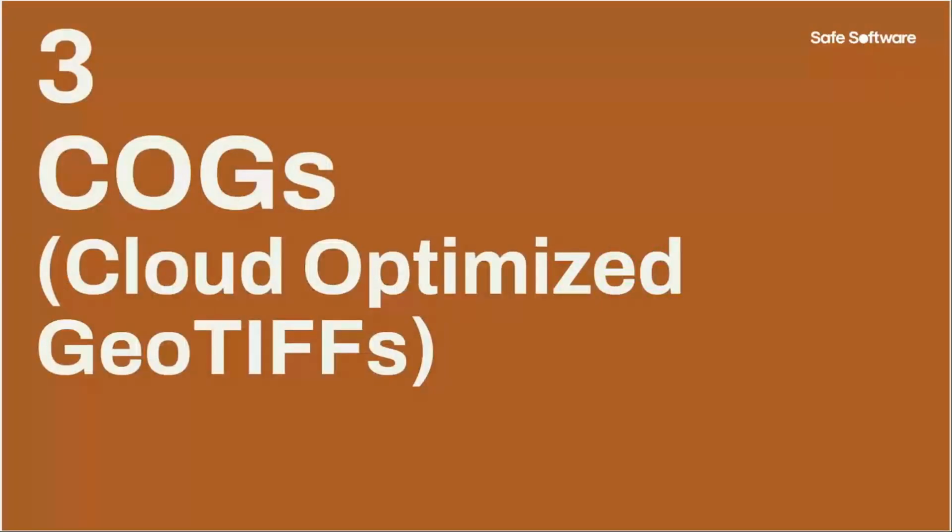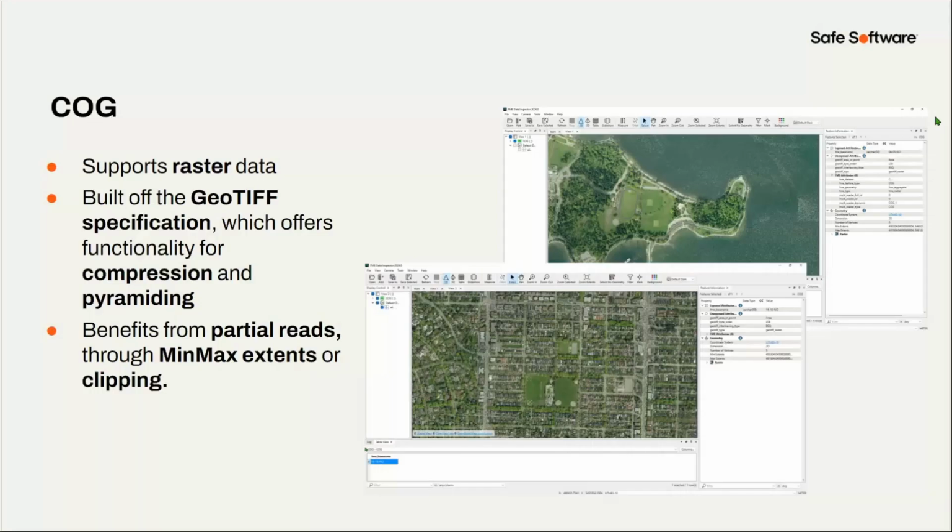So this brings us to our next format, COG, or in long form, cloud optimized GeoTIFF. So COG is a raster-based format that's built off the GeoTIFF specification like Dean mentioned earlier. So it similarly supports pyramiding and compression. The benefits of COG can really be seen through partial reads, and that goes back to that whole concept of read what you need. So this can be done through min-max extents and or clipping.